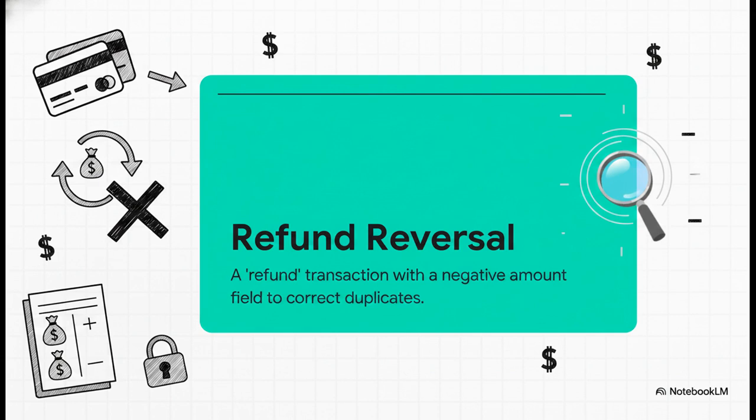Instead, you have to execute what's called a refund reversal. It is literally a transaction where the type is set to refund, but it has a negative amount field. So, a negative $10 refund acts as a mathematical correction. It balances the books without breaking your immutable audit log. Honestly, it's such an elegant solution to a terrifying bug.